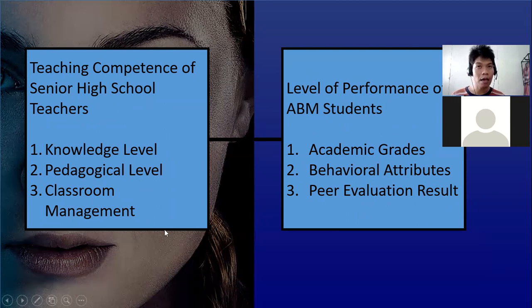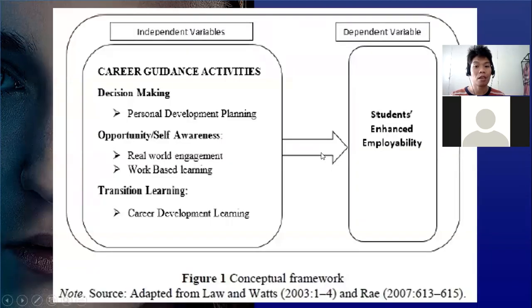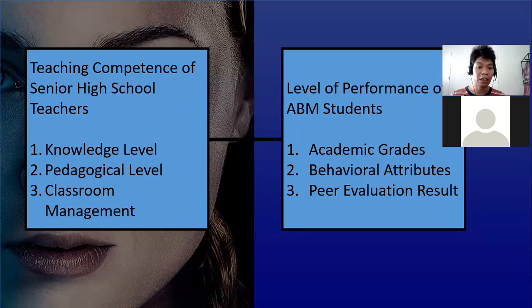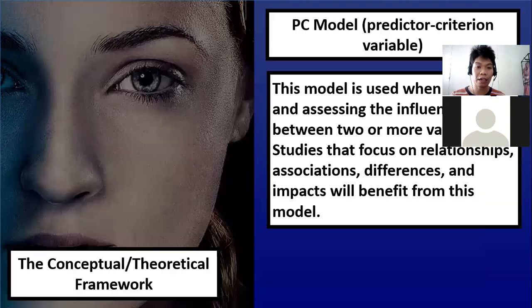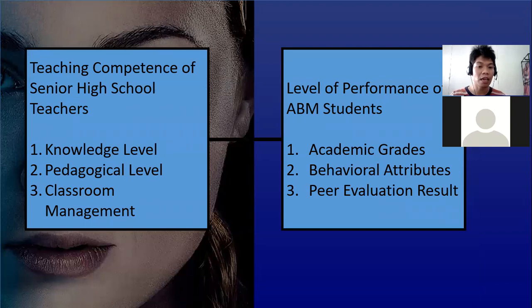So this study specifies that it wants to predict if yung teaching competence of senior high school teachers ba maka-improve siya sa level of performance sa ABM students when it comes to the academic grades, behavioral attributes, at saka peer evaluation result. Although may similarity siya sa IVDV model, kaya lang you cannot manipulate or control the variable here. Kasi itong study na to sa PC model, predictor lang siya. Gusto lang i-predict yung possible outcome or possible result.